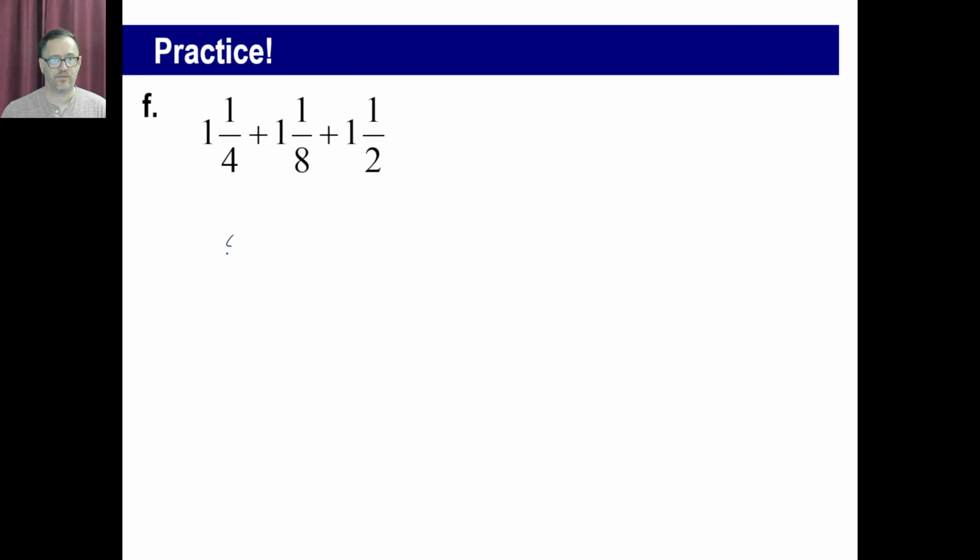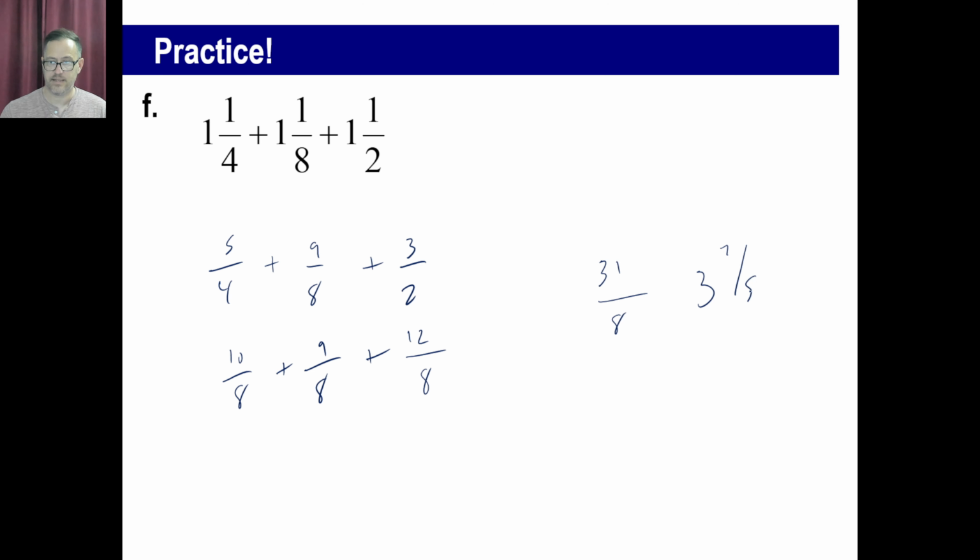Okay, well, we have 5/4 plus 9/8 plus 3/2, and if you did your common denominator, you'd find it would be 8. So we have 10/8 plus 9/8 plus 12/8. 10 plus 9 is 19, plus 12 is 31/8. That's going to give you 3 and 7/8, and that is it.